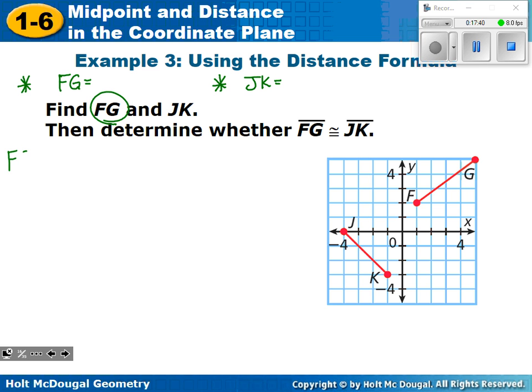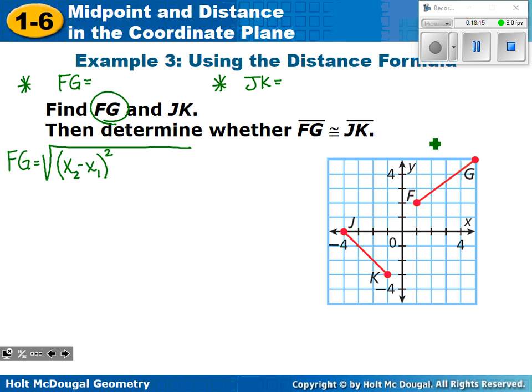So let's try FG. First, start with your formula. Again, it's the square root over all of it. In parentheses, you're going to take x2 and subtract x1, and then square it. And I will tell you, it won't matter which order you subtract in, because think about it: when you square it, what's that square going to do to the number? It's going to multiply by itself, and what's it going to do to the value of that number if you are always squaring? It's going to make it positive.